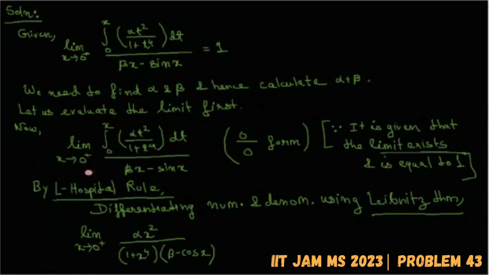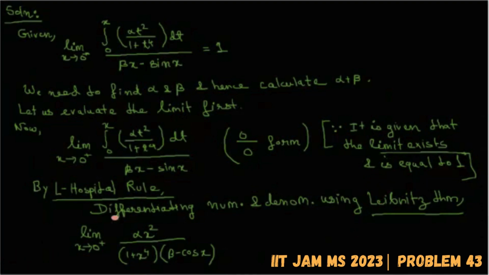Let us evaluate the limit first. The limit as x tends to 0 plus of the integral from 0 to x of alpha t square by 1 plus t to the power 4 dt, by beta x minus sin x. We know that it is an indeterminate form, because if we put x equal to 0 here, we are getting the numerator as 0, and we are also getting the denominator as 0. So it is a 0 by 0 indeterminate form. And we are already given that this limit exists and it is equal to 1.